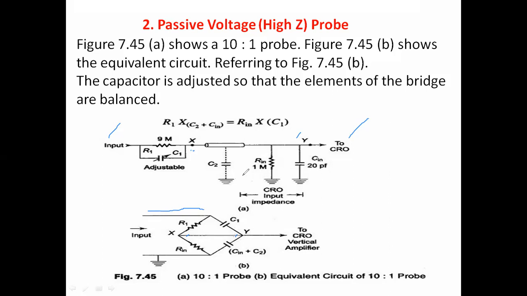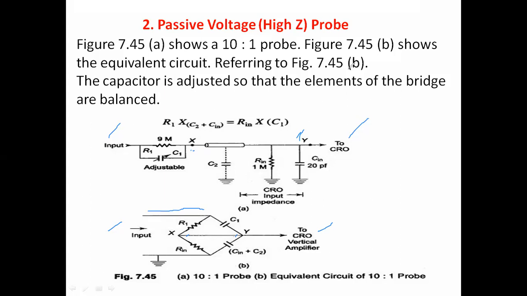Because these two capacitors are in parallel, the net capacitance is the sum of the two, C in plus C2. These two capacitors are connected to Y, and X and Y are combined and connected to the CRO vertical amplifier. From this side we apply the input, and from this side we connect to the vertical amplifier, and from the vertical amplifier it goes to the vertical deflection plates.